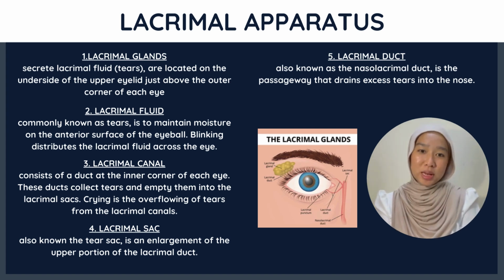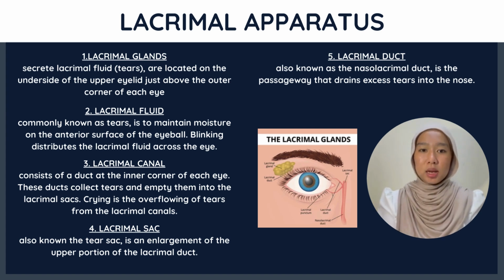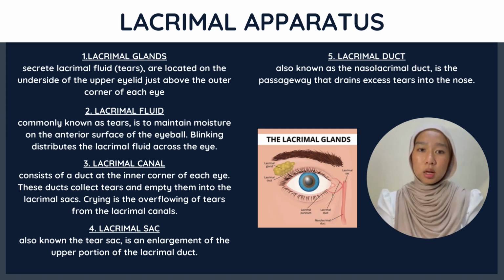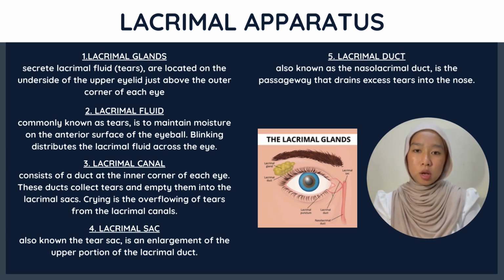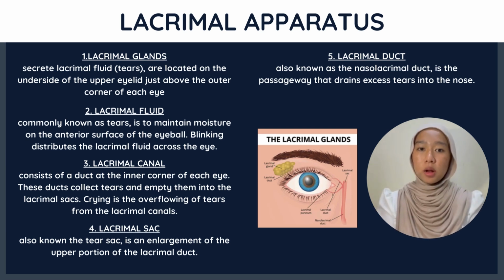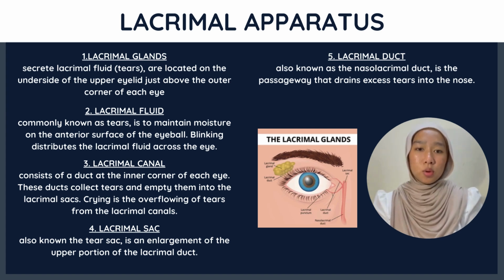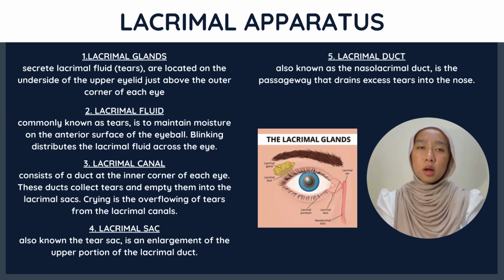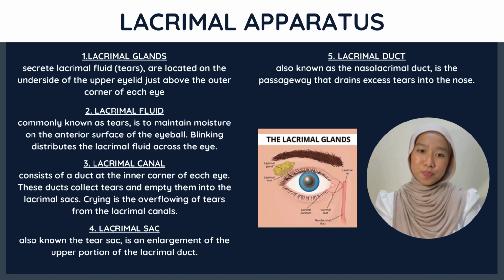So the fourth one is the lacrimal sac. It is also known as the tear sac, which is an enlargement of the upper portion of the lacrimal duct. Last but not least is the lacrimal duct. It is also known as the nasolacrimal duct, which is the passageway that drains excess tears into the nose.